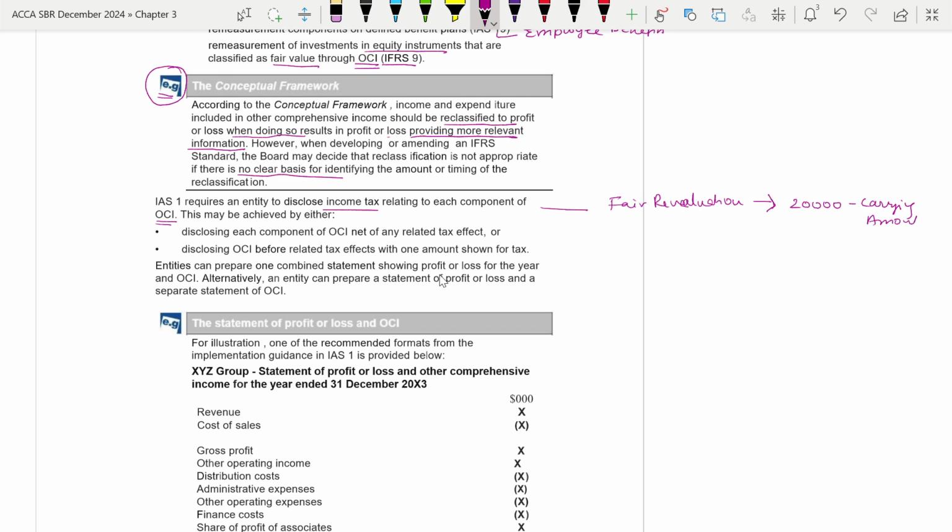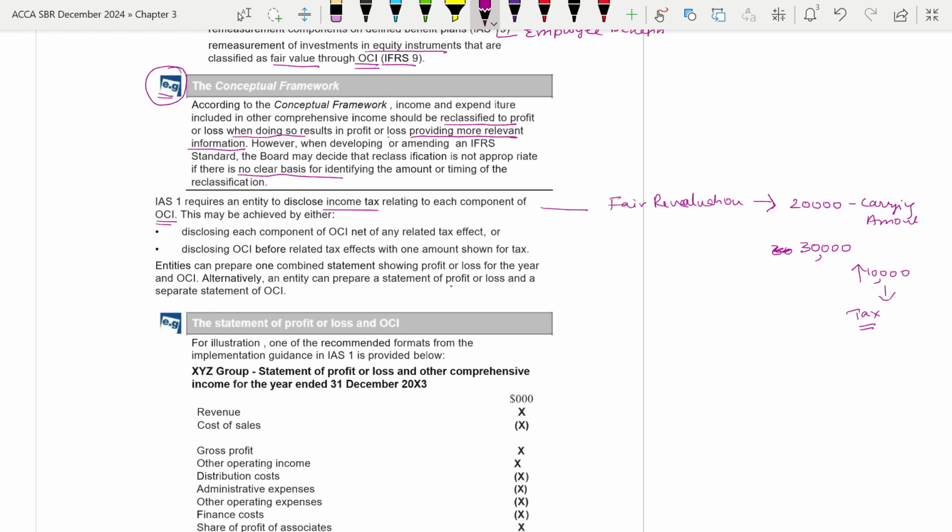Carrying amount. I will give this definition in the next lecture. When you do the revaluation, what will happen? The value of the asset is going to be how much? The revaluation will be 30,000. The value has been increased by 10,000. On these 10,000, we have to pay tax. Okay, we have to pay tax.